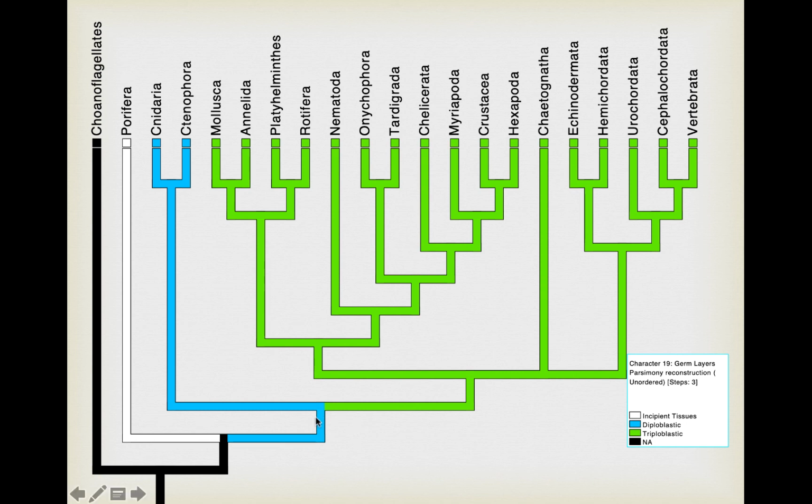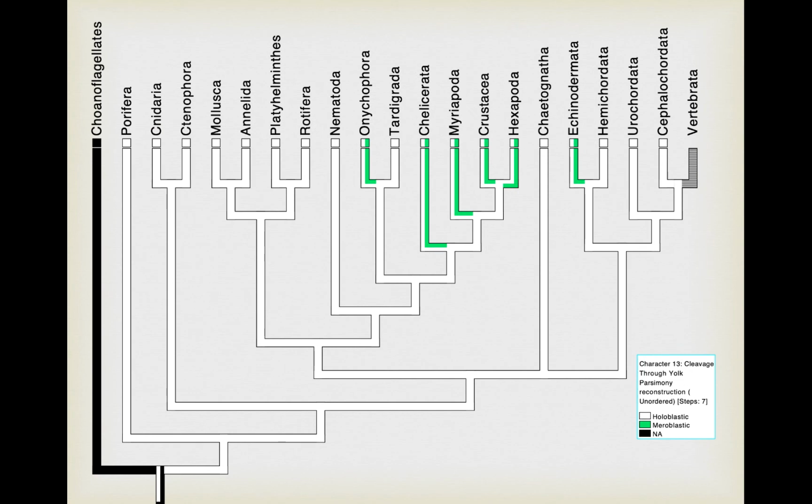And then if we come over here, we have our first organisms that clearly have tissues, and these are the diploblastic animals, the ctenophores and the cnidarians, and they have endoderm and ectoderm. The remaining animals, by far the vast majority of animals, however, have the triploblastic condition, which means they also have mesoderm.